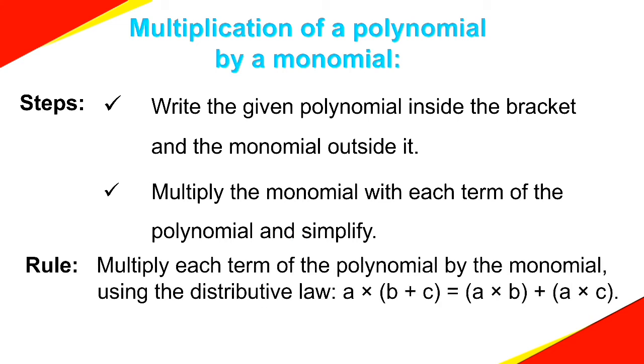Some rules I am going to say. Multiply each term of the polynomial by the monomial using the distributive law. a into (b plus c) is equal to a into b plus a into c. This is the main important formula in this.